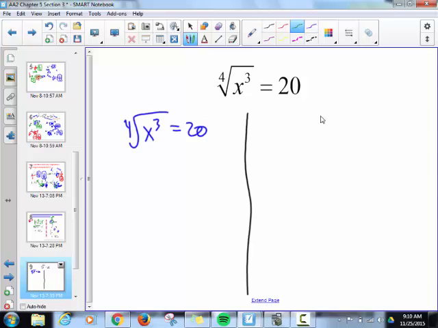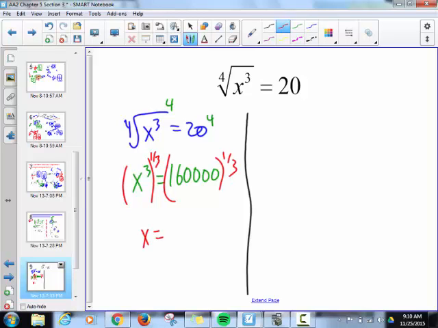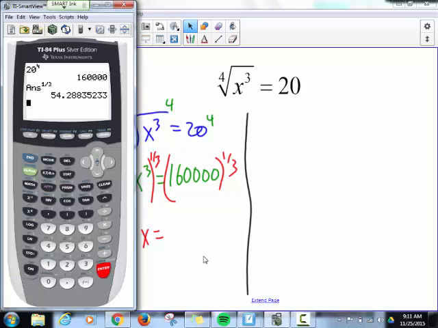All right, so to get rid of this fourth root, I could just take it to the fourth power. Whatever I do to one side, I do to the other. So now I have x cubed equals 160,000. And then to get rid of this third power, I'd have to take it to the what? Its reciprocal, the 1/3 power. So I'd take the other side to the 1/3 power, and x would equal, now this is where you have to use your calculator, about 54.3.